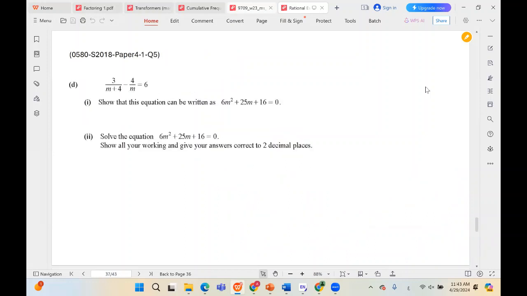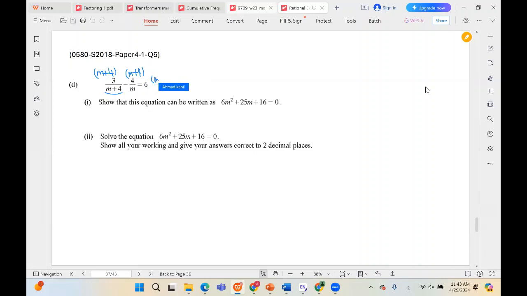Here we have an equation, and we want to convert it into the equation that they gave us in I. So let's just apply the same technique that we did before. Let's multiply each term by the first denominator, which is m plus 4. Here we're just multiplying up, not up and down.